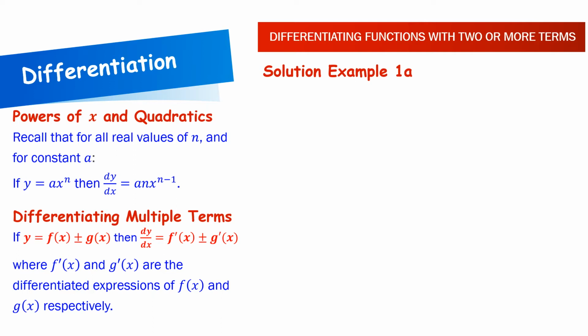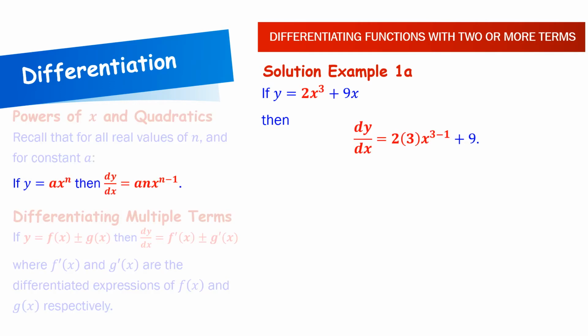So let's solve example 1a first. We are required to differentiate y equals 2x cubed plus 9x. We're going to do this term by term. If y equals 2x cubed plus 9x, then dy dx equals 2 times 3 times x to the 3 minus 1 plus 9. How did we obtain this? We've simply plugged in the values for a and n for this particular term into our formula.